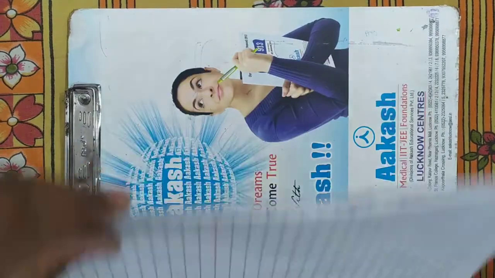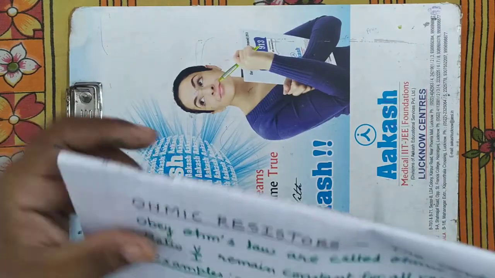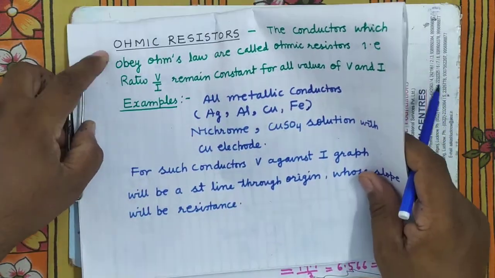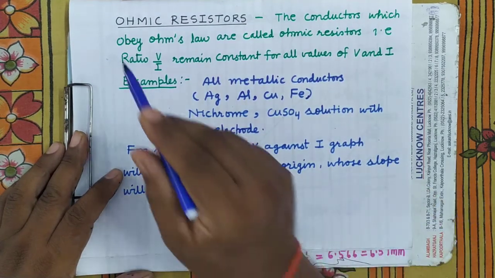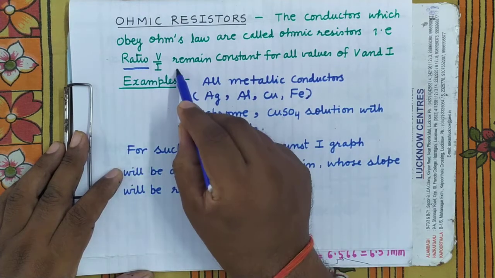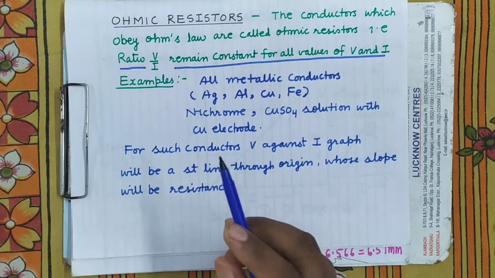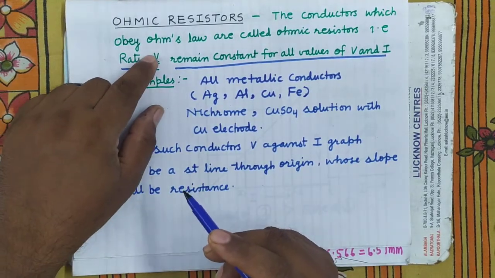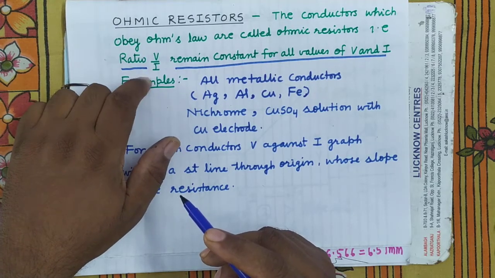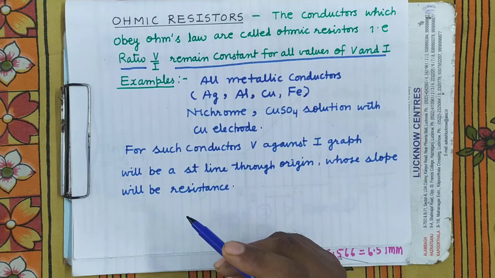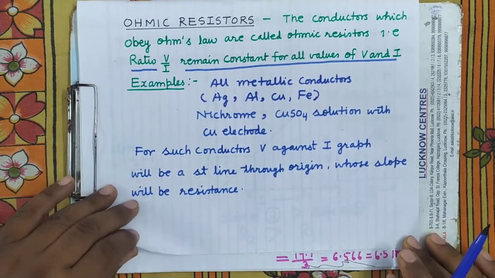Now, ohmic conductors. Ohmic conductors are those which obey Ohm's law for all values of V and I. For all values of V and I means their ratio V upon I remains constant. Their ratio remains fixed, meaning whether you find V1 upon I1, V2 upon I2, V3 upon I3, V4 upon I4, for all values it will remain the same. Such conductors are called ohmic conductors.